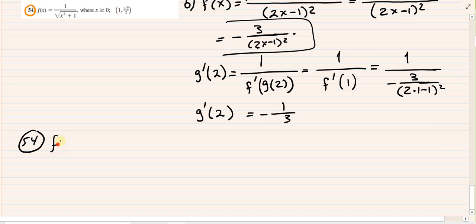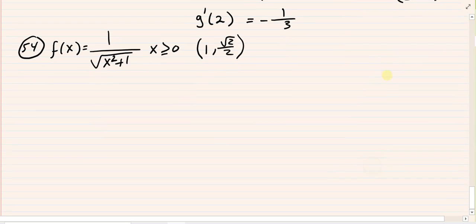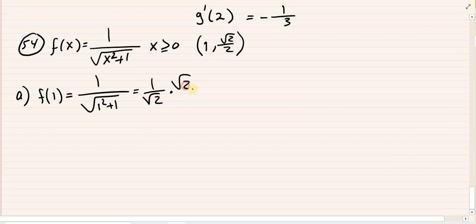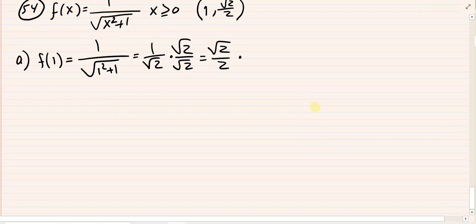Let's do number 54. This time the function is 1 over square root of x squared plus 1, for x greater than or equal to 0, and we want the point (1, root 2 over 2). Again for number 54, first to verify that that's a valid point on the graph of this function, I'm going to do f at 1. It's going to be 1 over square root of 1 squared plus 1, which is 1 over root 2. Rationalize the denominator, we get root 2 over 2. So that is indeed a good point.